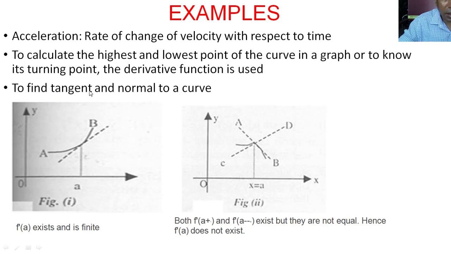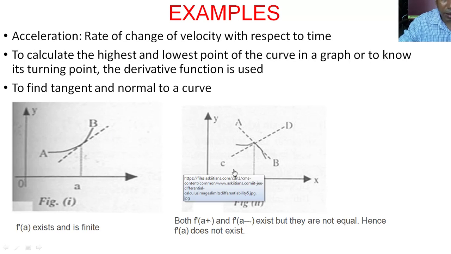Again, to find the tangent and normal to a curve, we use the derivative, because the slope of the tangent we know is dy by dx, and the slope of the normal becomes minus 1 by dy by dx. So knowing the slope of tangent and slope of normal, we can find the equation of tangent and equation of normal. So that means to find the equation of tangent and normal to a given curve at a given point, we require the derivative.